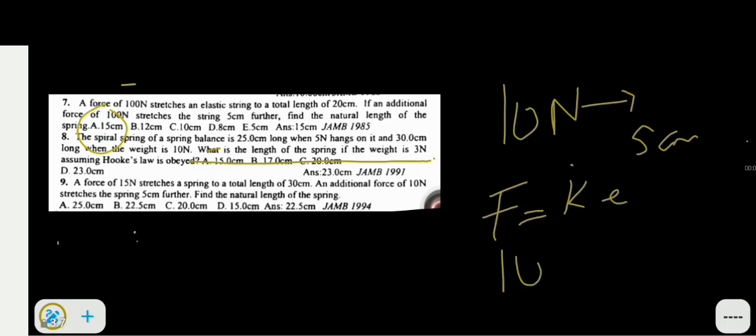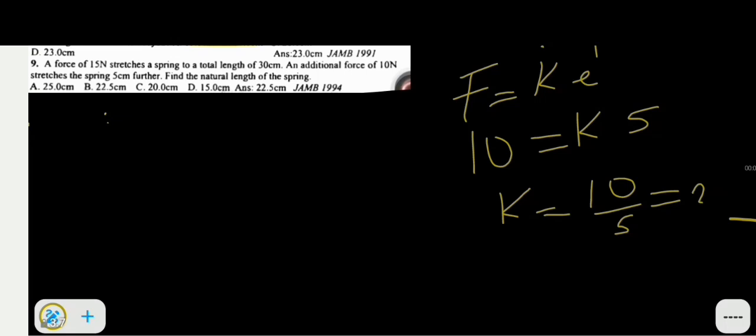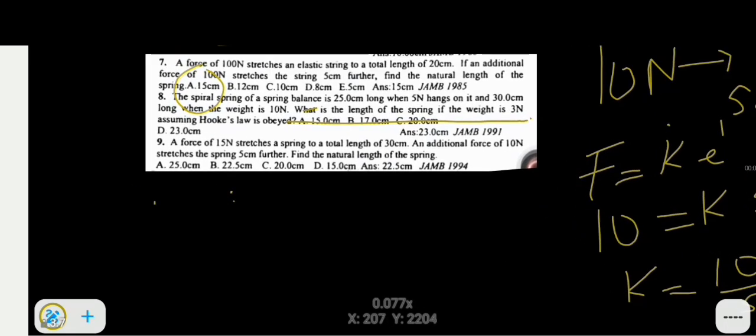So this is 10, the force is 10, K is the constant, then we have 5. From here you can find K. So you see that your value for K will be k equals 10 over 5. So k is 2. So if k is 2, you can easily find the extension caused by only the force of 15 Newton. Don't forget k is 2.